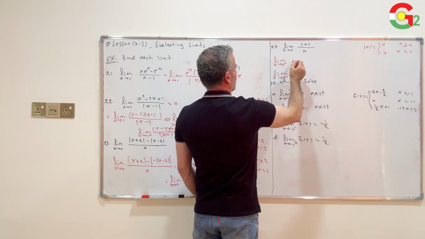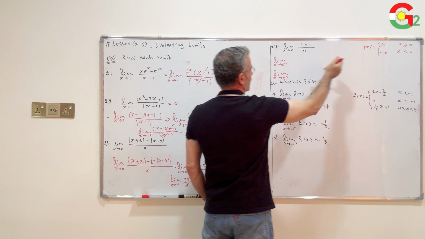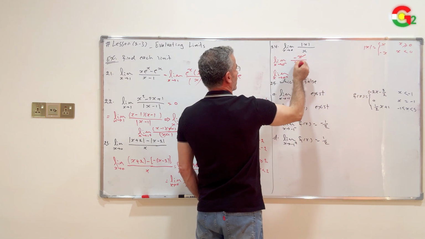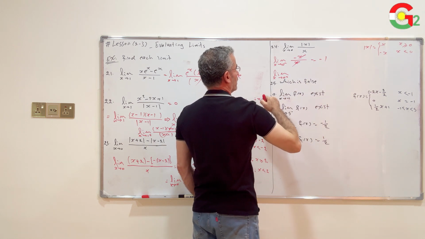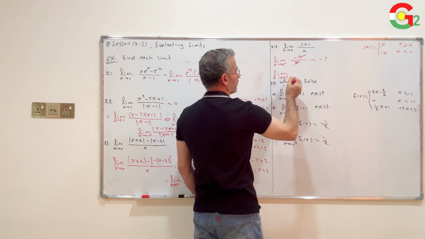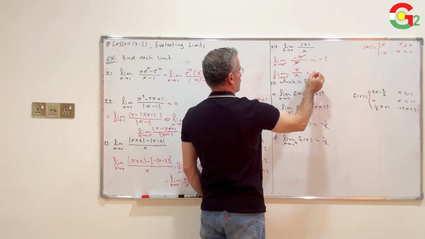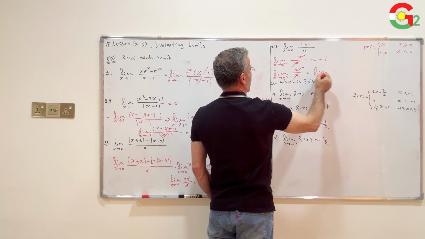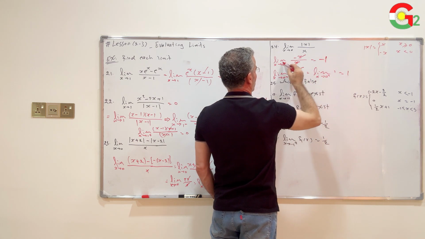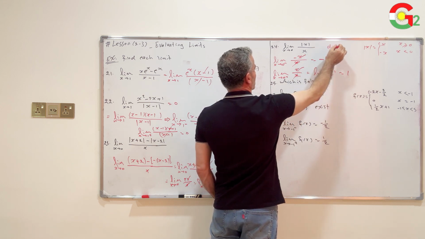From the left, it means x is less than 0. Then the absolute value of x is equal to negative x. It will be negative x over x. The answer is negative 1. For the limit when x approaches 0 from the right, the absolute value of x equals x, so it will be x over x, equal to 1. Since the limit from the left is not equal to the limit from the right, this limit does not exist.